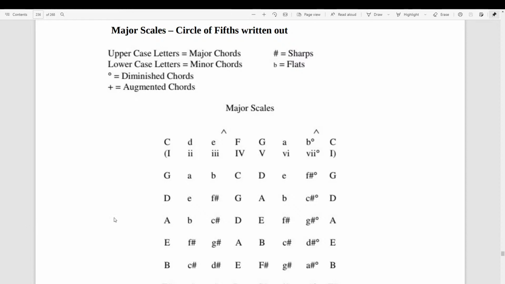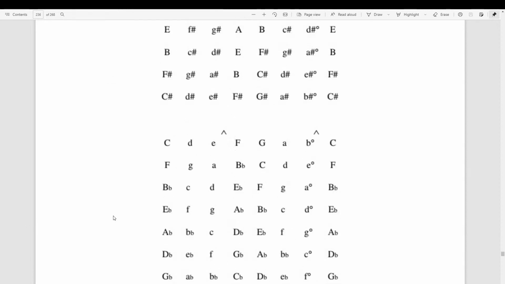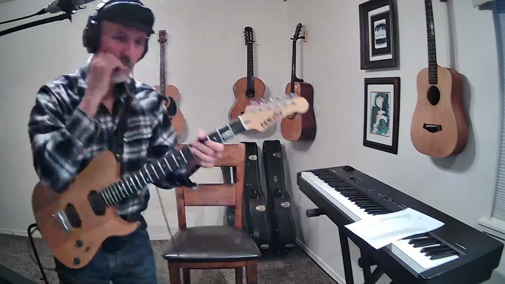Now, hold on. The key of F, you'll notice, is on the second part. Let me put my arrow right there. The key of F, the chords are F, B flat, and C. Okay, so let me play these as bar chords. Let's start on a B flat.